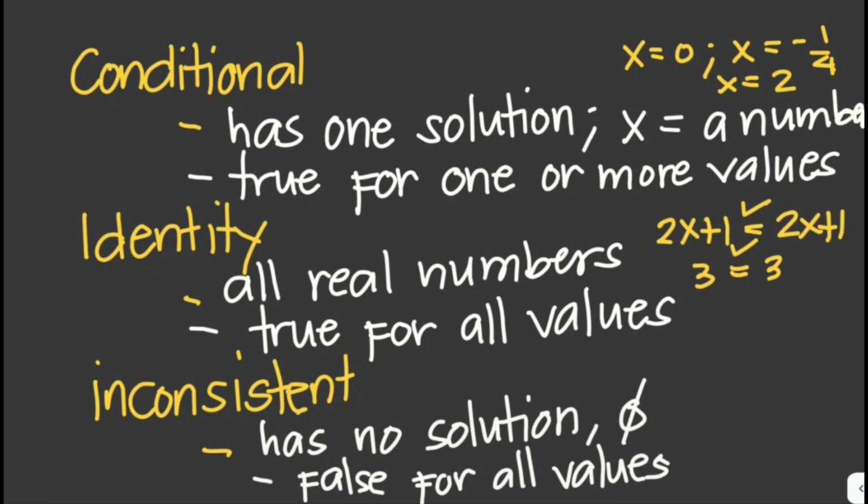And for the inconsistent equation, whenever we solve an inconsistent equation, the solution would be null. It has no solution. That means it is false for all values. And that also means that the number on the left is not equal to the number on the right. Say for example, 0 is equal to 3, and 0 is not equal to 3. Therefore, that equation is inconsistent. So let's try to solve some sample problems here.